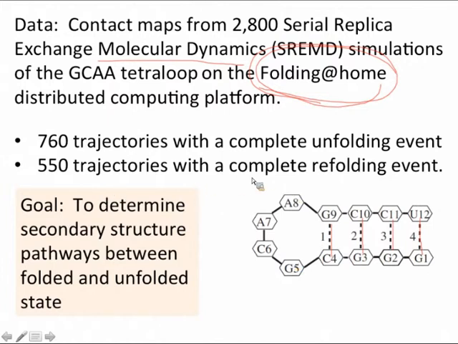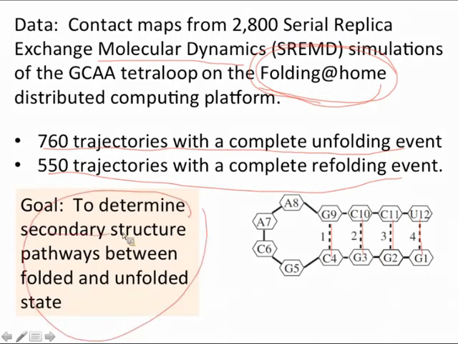So in this particular case, they broke up their data into 760 trajectories that showed the unfolding and 550 trajectories with the refolding. And the goal was to determine the pathways using the secondary structure between the folded and unfolded states. There had been hypotheses that there were two main paths and other hypotheses that there were multiple paths between the folded and the unfolded states.